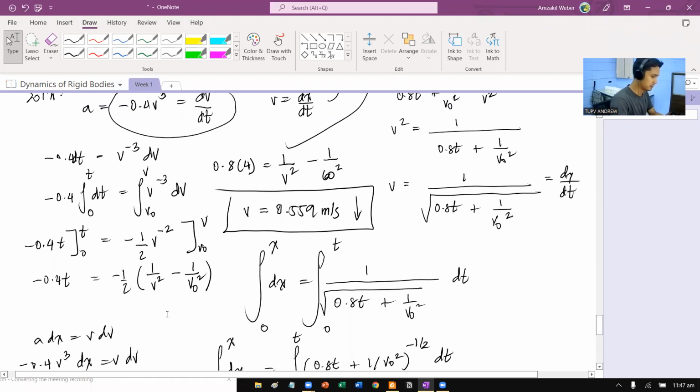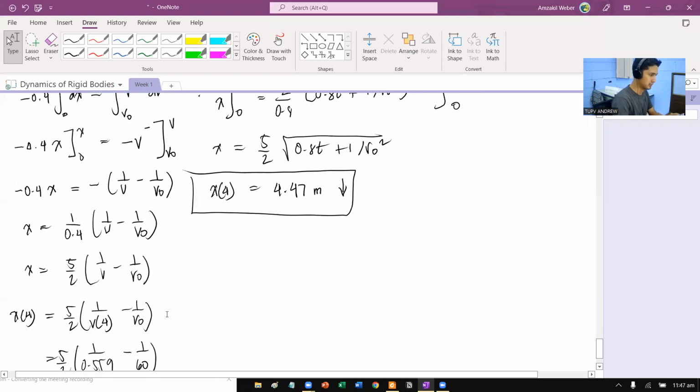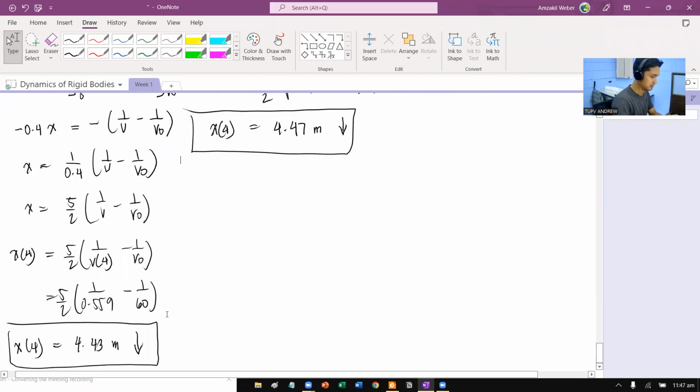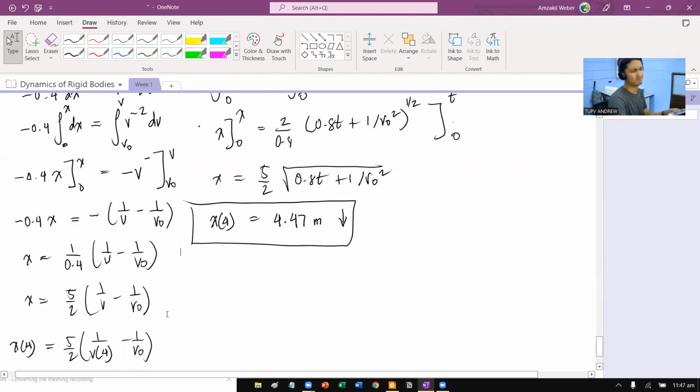2 times 4 plus 160 squared. Reciprocal square root. Okay, 24.589. All right. Reciprocal minus 60 squared. 4.43 dito siya. Inside 4.47. Wala mo kung maging round up. Who gets the source ng error. But that's the solutions lang.